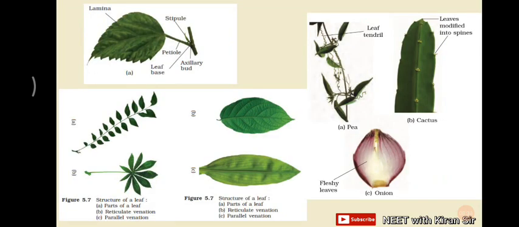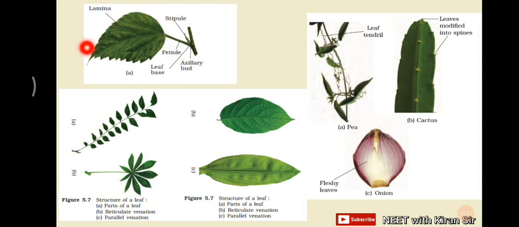Then we'll go with the leaf. When I talk about leaf, first you have to remember the typical structure of a leaf. So leaf has 3 distinct parts. The first one we call leaf base, second one petiole, and third one leaf lamina. The base helps to attach to the stem in the nodal region. Petiole is nothing but a stalk-like structure which connects the lamina and the leaf base.